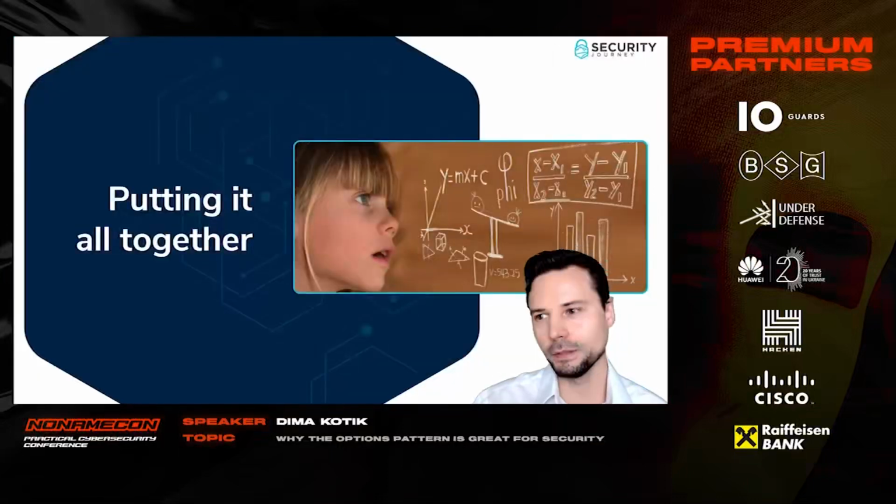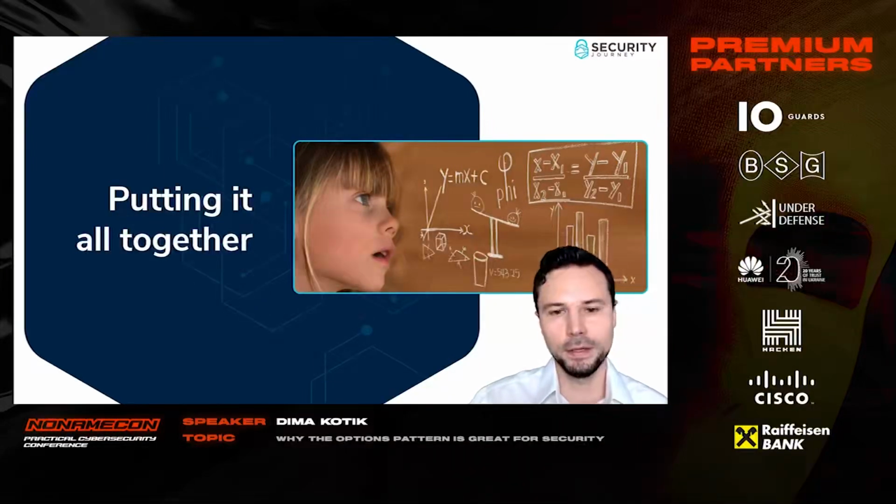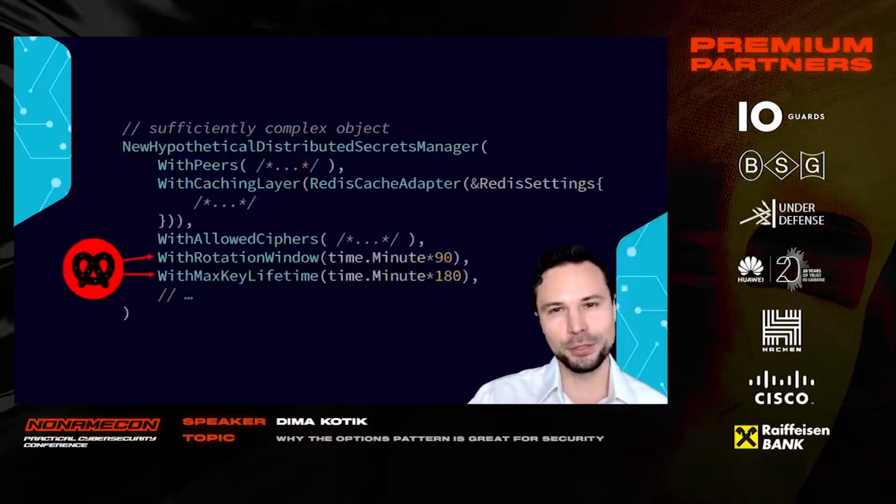Let's put all of this together and look at a few examples which are a little bit more complicated. So suppose we're writing a hypothetical distributed secrets manager. Is that sophisticated enough? Oh, yes, it is. So we'll use a set of peers that we can pass, or even a peer discovery protocol. We can write an option for that and validate each one of the parameters being set. Of course, we'll use a caching layer because that's very good for performance. Redis is kind of a standard caching layer, and we'll have to write an adapter for our object, but we'll set it up as an option.